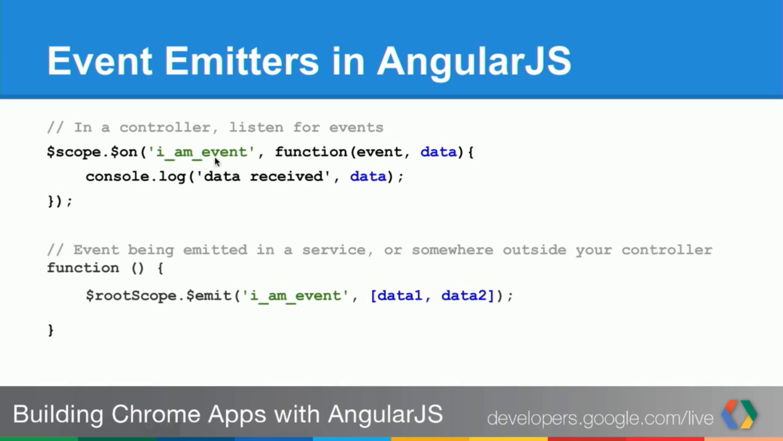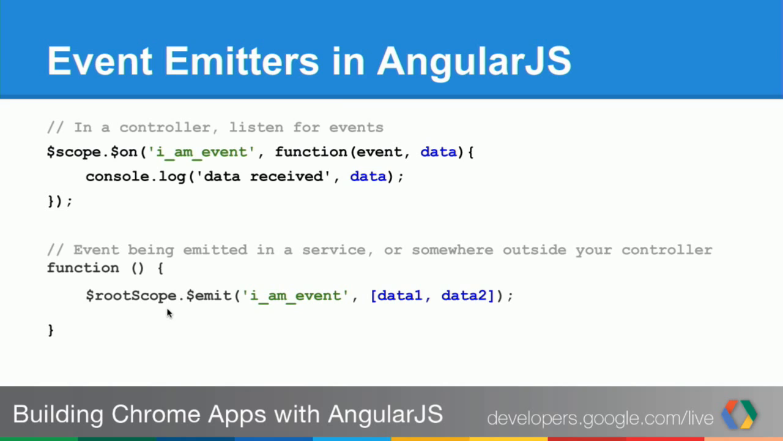And you say, okay, IAM event is the string that's going to identify this, and then the second parameter is a function with two parameters, event and data. The event I never use at all, but data is important. And so then you can emit it with root scope.emit, and it's root scope because you're usually going to be doing this from a service.